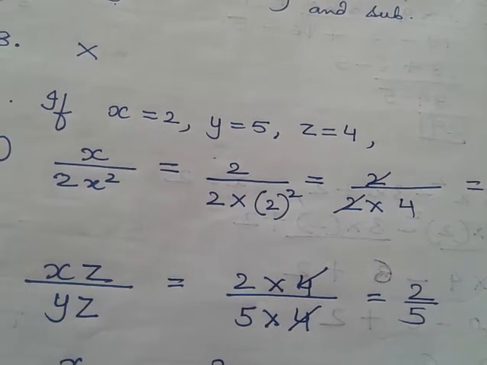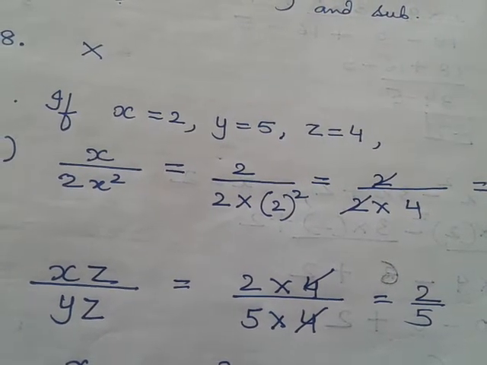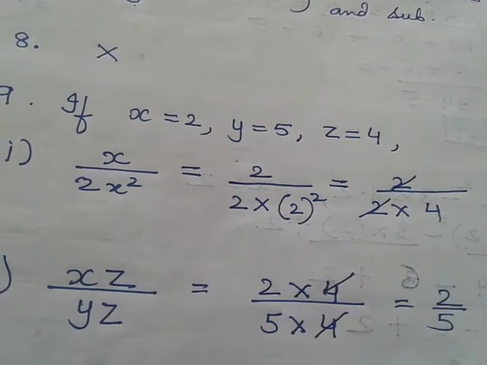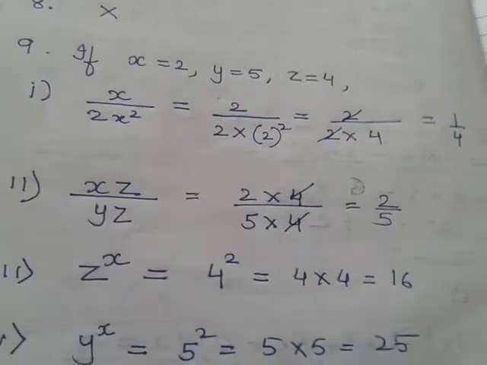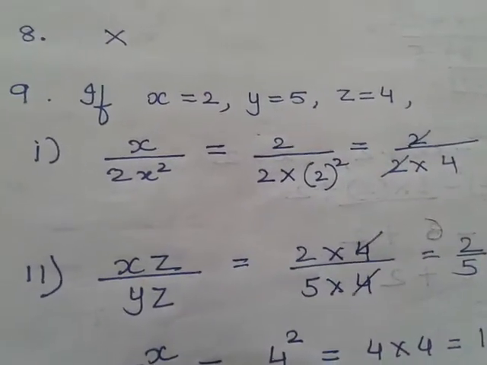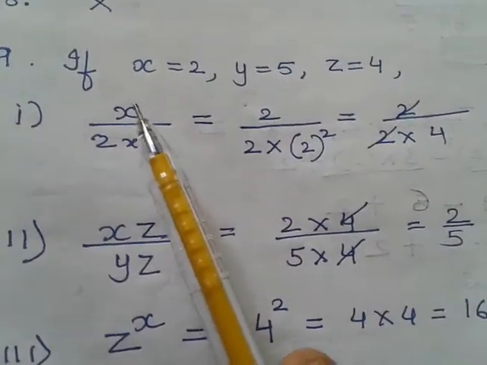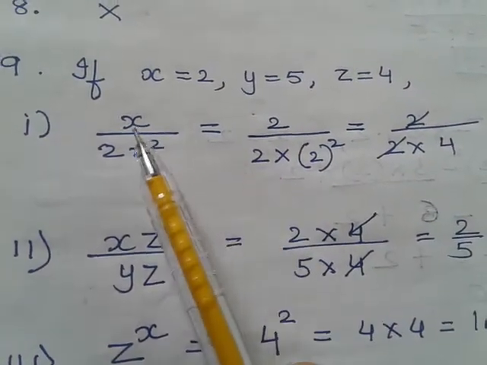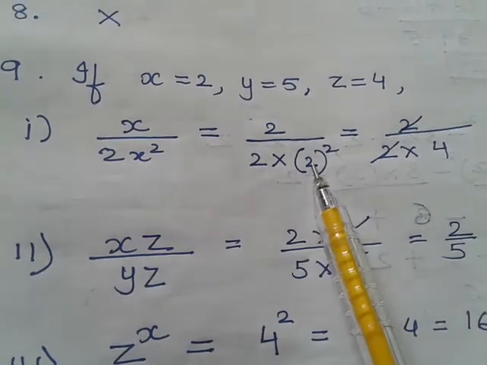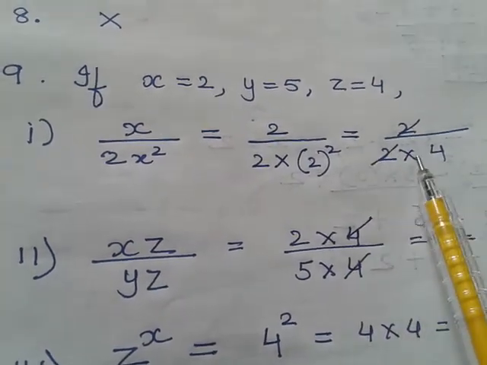if x is equal to 2, y is equal to 5 and z is equal to 4, find the value of each of the following. Same thing, substitution. Now it is in the case of fractions, so cancellation will be there, division will be there. So x upon 2x square: the value of x is 2, so 2 upon 2 into 2 square, is equal to 2 upon 2 into 4.